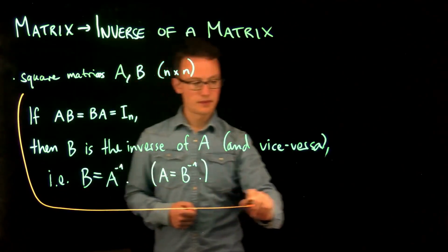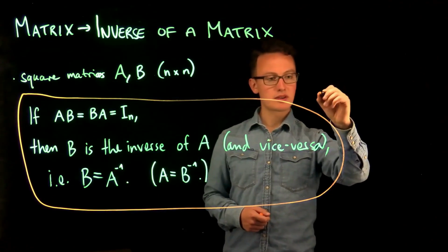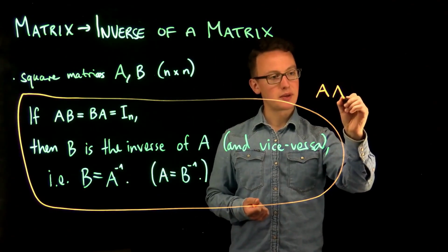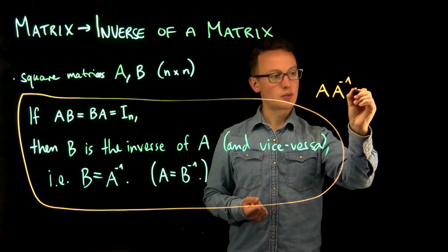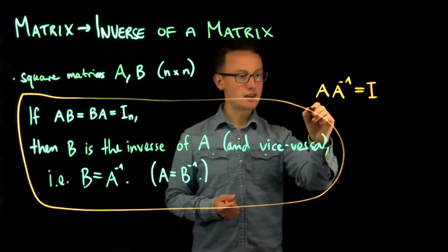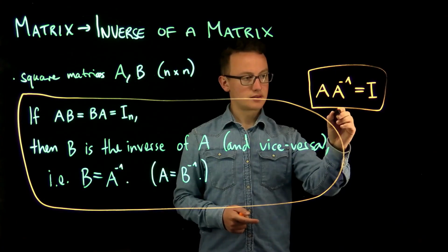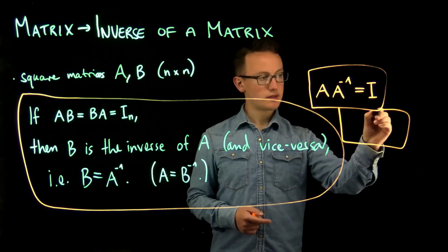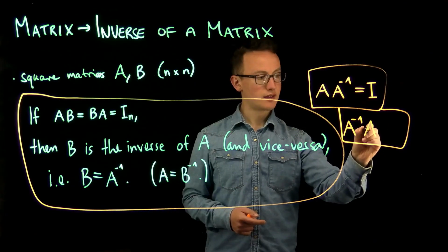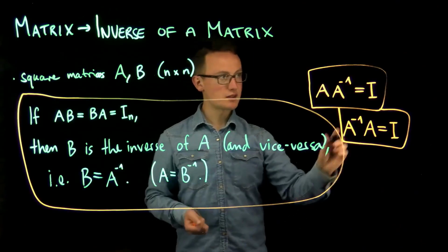Put differently, when we have a matrix A, whatever it is, it has to be a square matrix, of course, and we multiply it by its inverse, then we will get the identity matrix as a result, okay? That's the key property that defines the inverse of a matrix. And this also works the other way around: A inverse multiplied with A will also be equal to the identity matrix. So that's the property that has to hold.